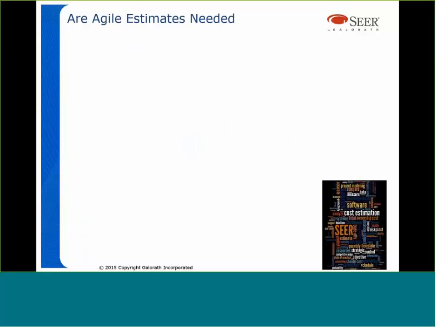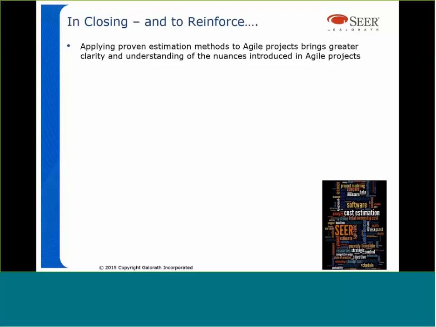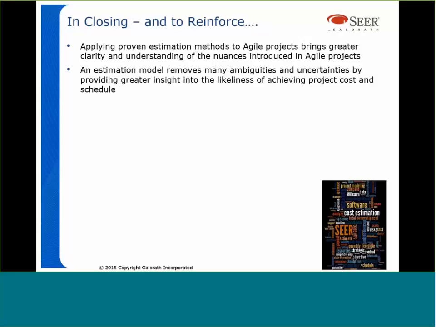Okay, so in wrapping up here, I just want to reinforce a few points. Applying proven estimation methods to Agile projects brings greater clarity and understanding of the nuances introduced in an Agile project. Okay, so you need to have those estimates and you need to be able to have an understanding of what's going to happen to the project before it even starts. Okay. And what the model is going to do, it helps remove those ambiguities and those uncertainties.